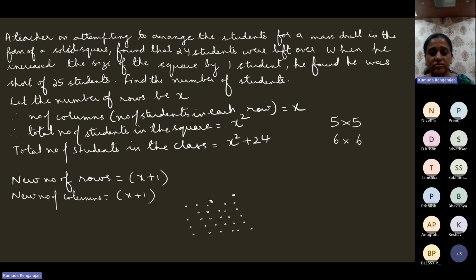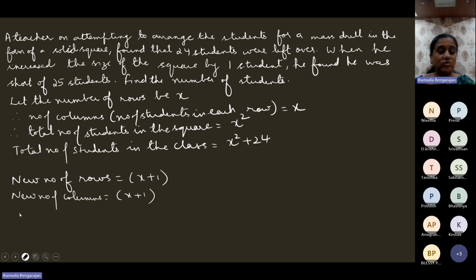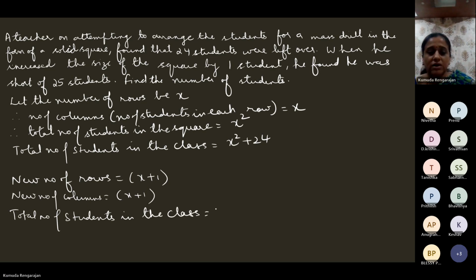Now in this case, the number of students is x plus 1 by x plus 1, the whole square. But he was not able to complete the square. So the total number of students in the class is equal to, now he was not able to complete the square, right?